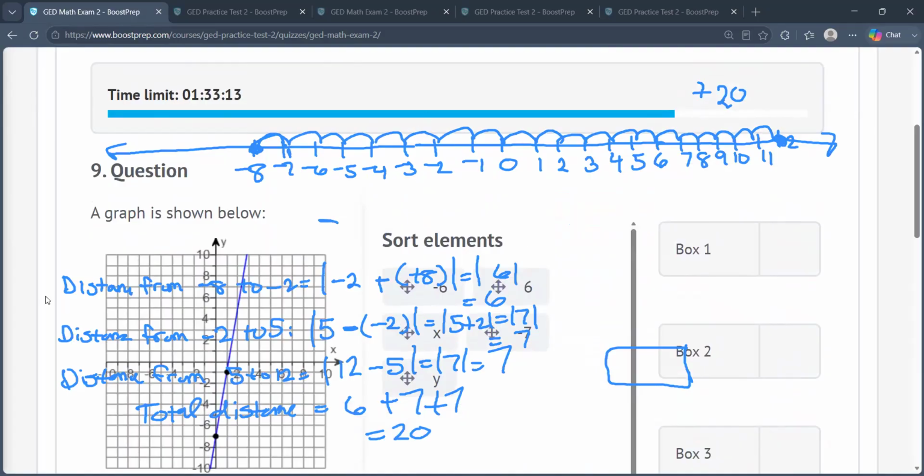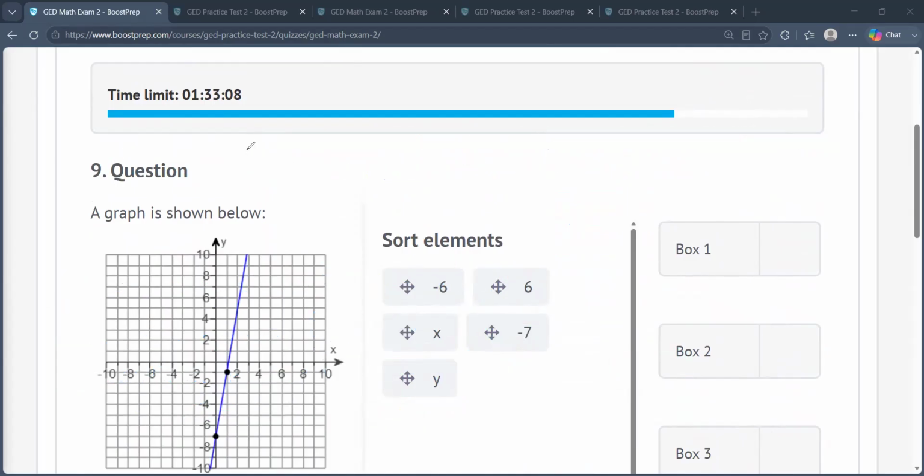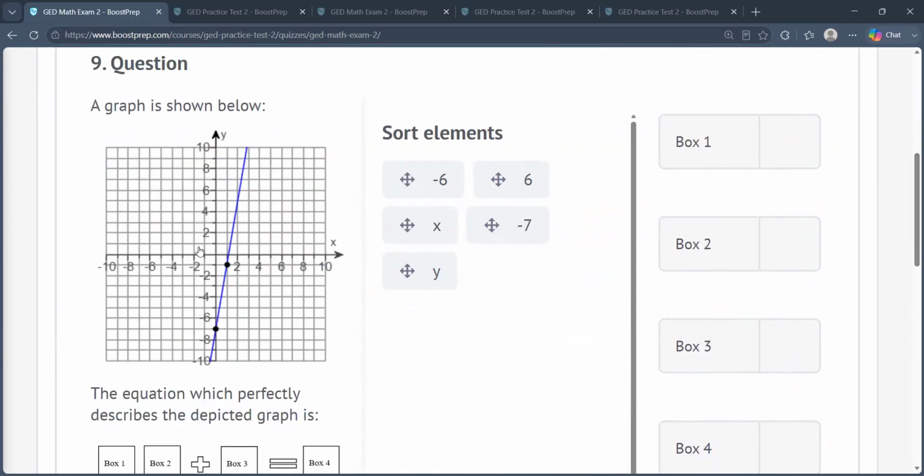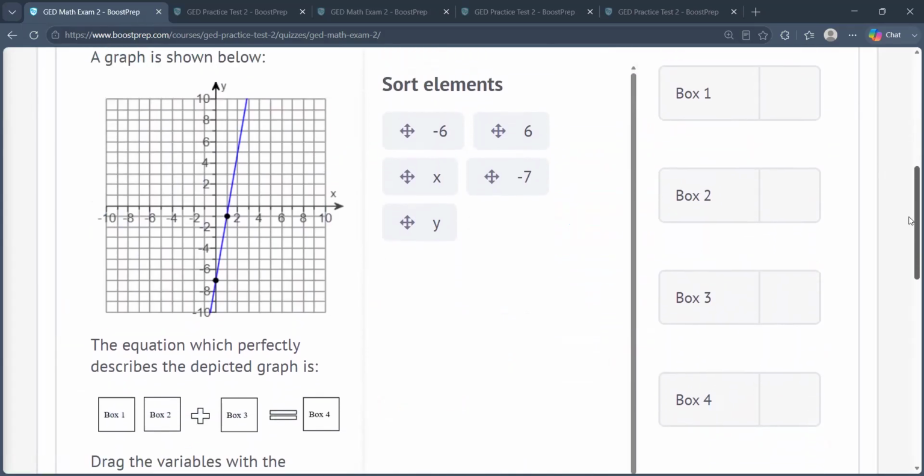Okay, next one. A graph is shown, and then somehow, what are we supposed to do? So here we have a linear line and it's going in the positive direction and it looks like it goes through these 2 points because you see the two black dots. I think what we got to do is find the equation. Yeah, we got to find the equation of this line when you're given these two black dots or these 2 points. Okay, the equation.